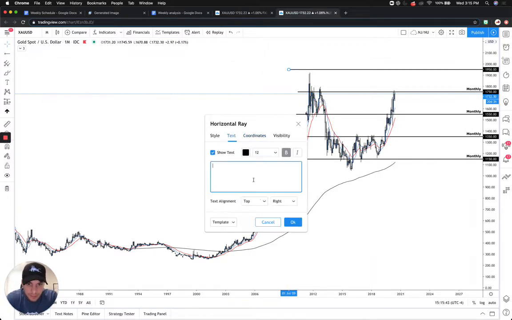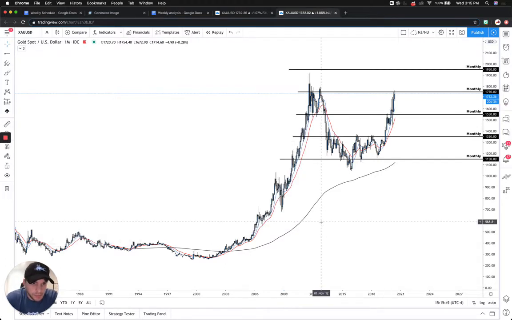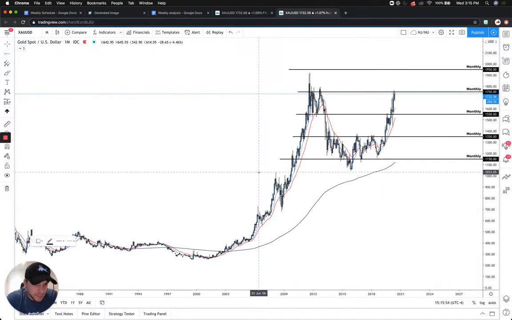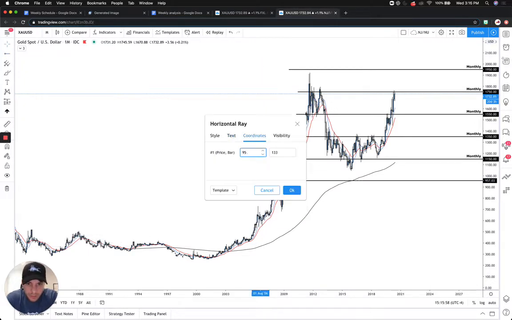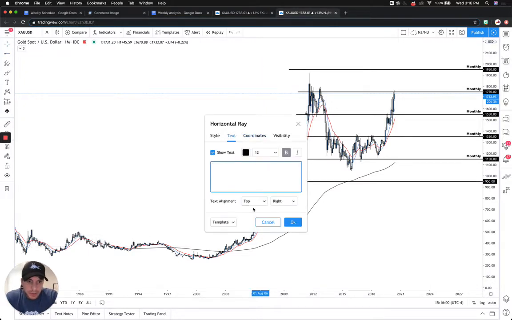Okay, so this is the most recent price action. I'm going to do one more to the downside just because. And 1150 leaves us at 950. Okay, 950 being a monthly zone.